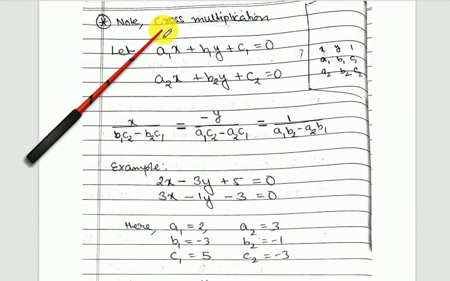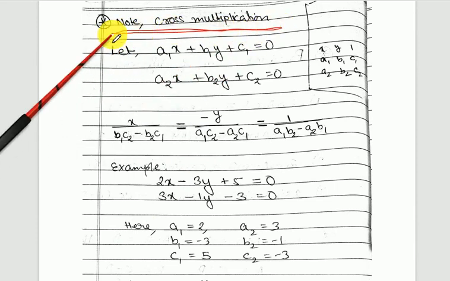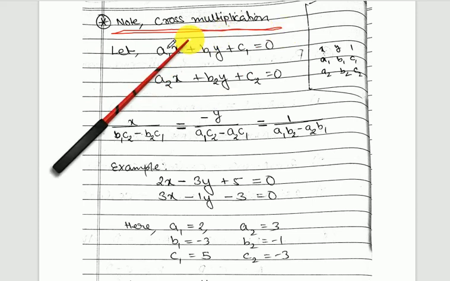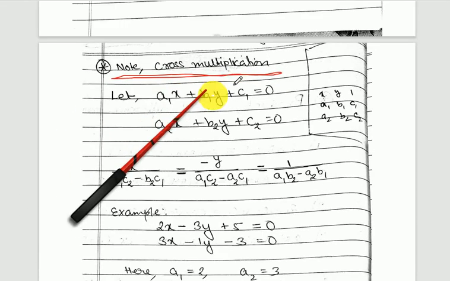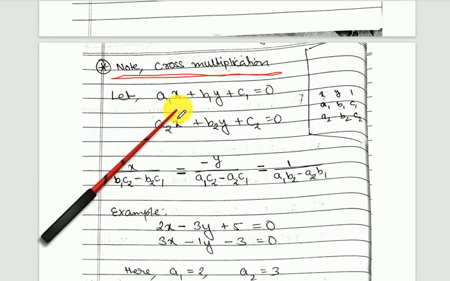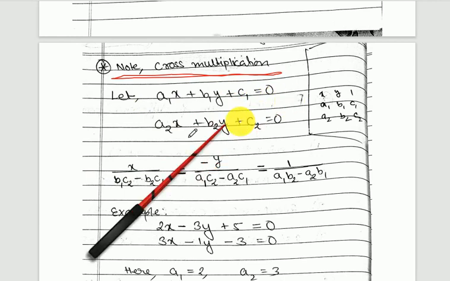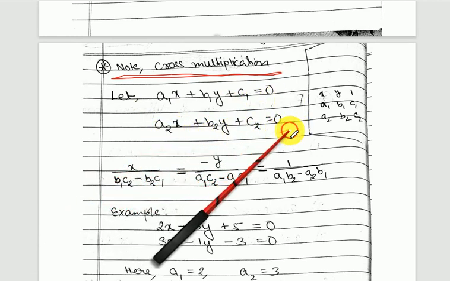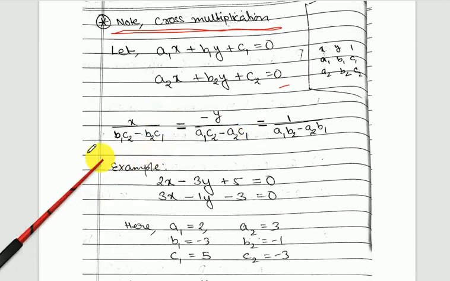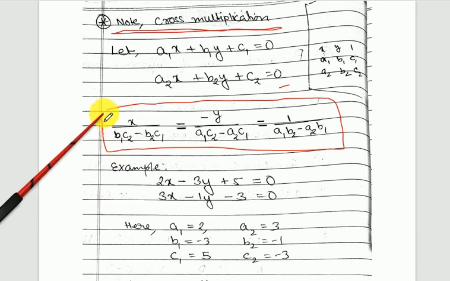Okay, this you have done in class 8 only, cross multiplication. Since we have one question where cross multiplication is required, that's why I am giving you this. So if you have simultaneous equations a1x plus b1y plus c1 equal to 0, a2x plus b2y plus c2 equal to 0, then by cross multiplication you solve the given equations by this formula.